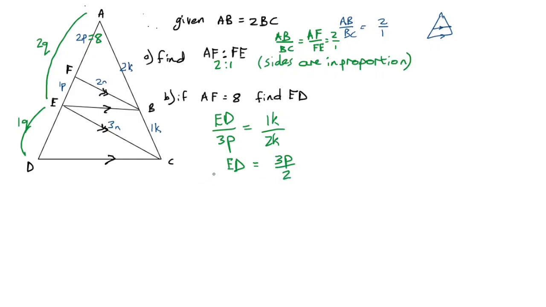And then if AF, which is 2P, is 8, then if 2P is 8, then a P is worth 4. And so I can sub 4 into P. So it will be 3 times 4 is 12, divided by 2 is 6. And there you've worked it out. So I've done a combination of using the ratios, I like to put what I want on top, as well as using actual distances, like AF was 8. Because I've got ratios here, it makes it really helpful and easy for me to work out what just a P is worth.